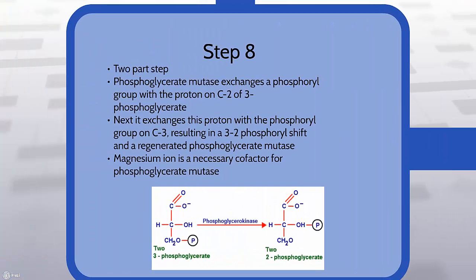Step 8 is a two-part step characterized by the enzyme phosphoglycerate mutase exchanging a phosphoryl group with the proton group on C2, then exchanging this proton from C2 to the phosphoryl group on C3, resulting in a 3,2 phosphoryl shift and a regenerated phosphoglycerate mutase. This all sounds intimidating, but what's going on is simply an isomerization that places the phosphate group in a position where its bond energy can more easily be captured.